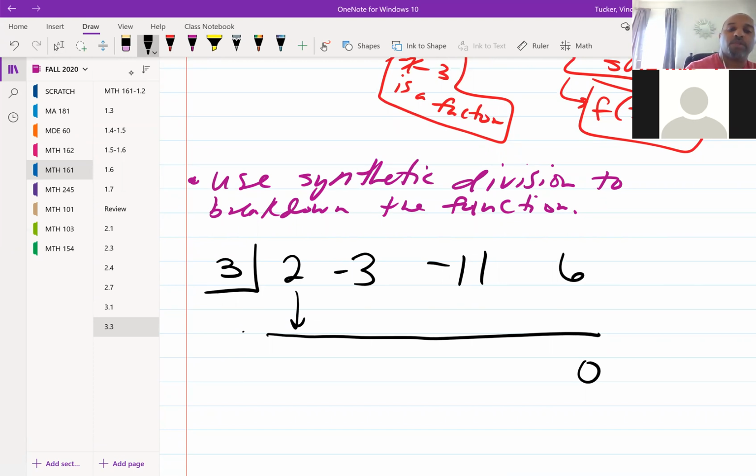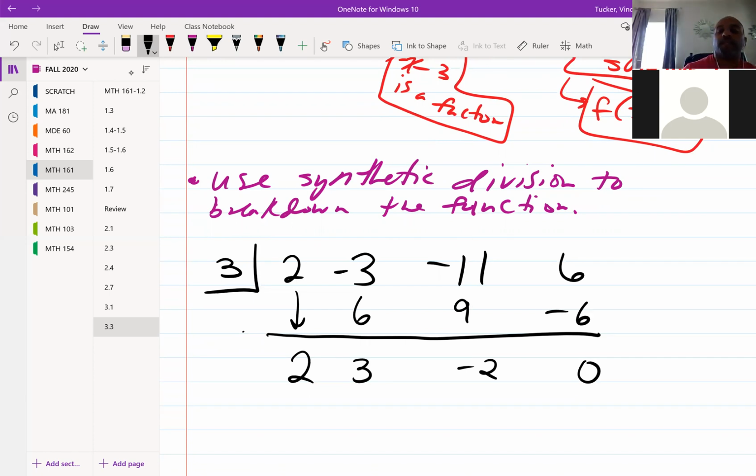Bring down your 2. 3 times 2 is 6. Add these together. That'll be 3. 3 times 3 is 9. Add them together, get -2. 3 times -2 is -6.